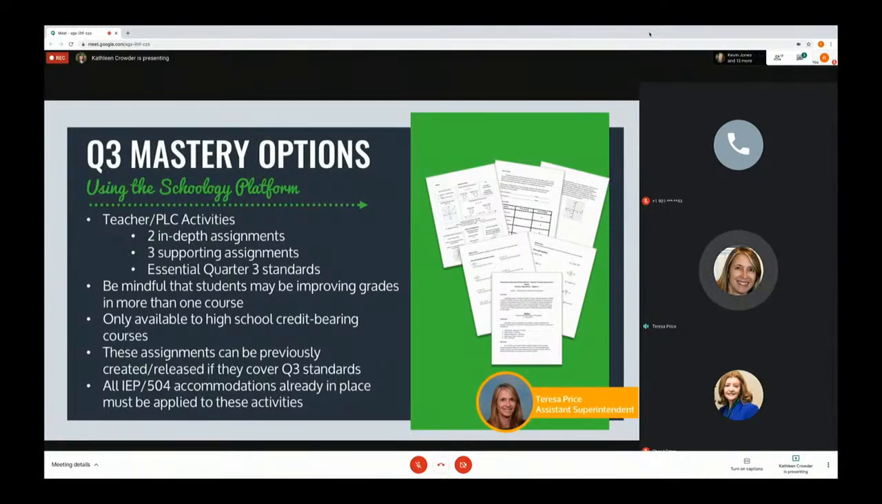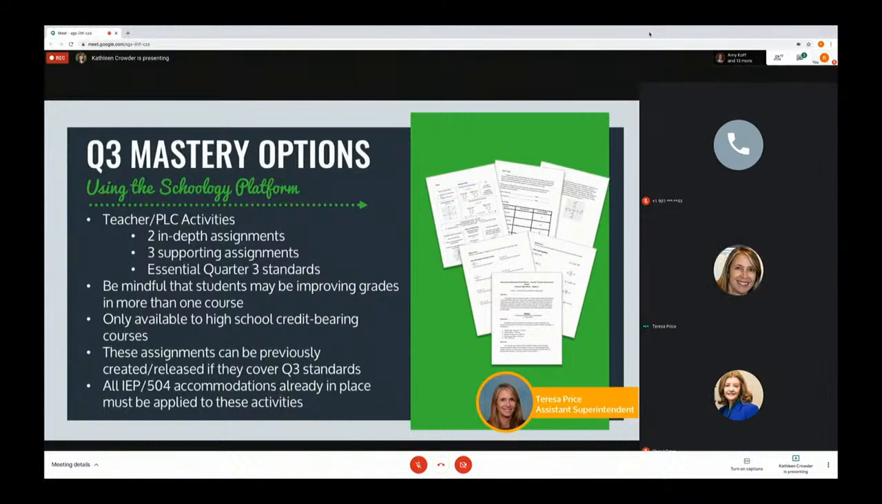Our teachers have already created assignments, and we are saying you may use those assignments you've already created. You may create new assignments. You may take assignments you had from third quarter and change them up. That is completely up to the teachers. And all IEP and 504 accommodations that are in place must be applied to all activities that are allowed.